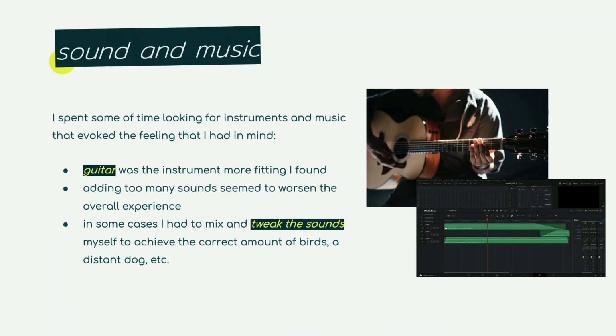So yeah, and finally the sound and the music. I tried a bunch of things, and the guitar was what worked best for my experiment. Adding too many sounds seemed to worsen the overall experience. I wanted it to be very calm, very chill. So adding stuff, like jump sounds or colliding sounds, seemed to worsen that feeling. And I also had to tweak the sounds. If they were too flat, I would add a dog barking or birds chirping or things like that. So as you can see, this is me doing a lot of stuff that I'm not used to and trying to figure out how to do all of that in an okay way. So yeah. 3D modeling.